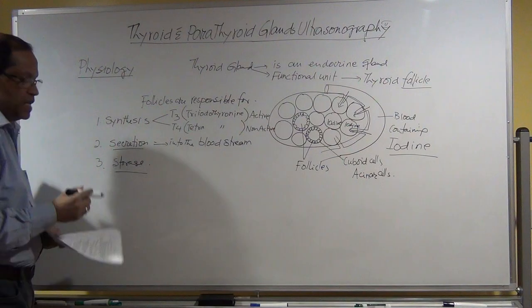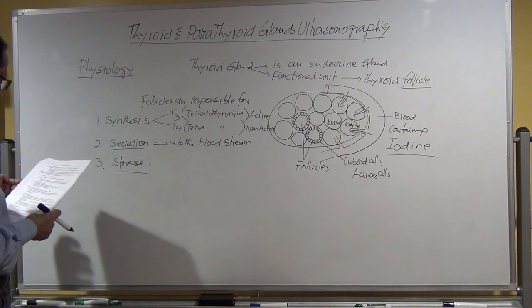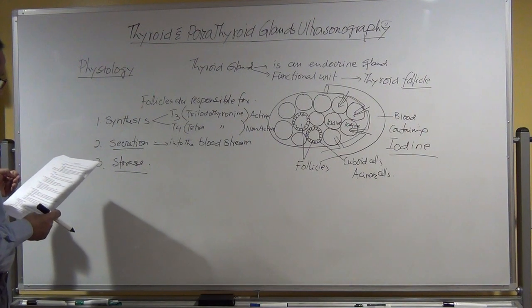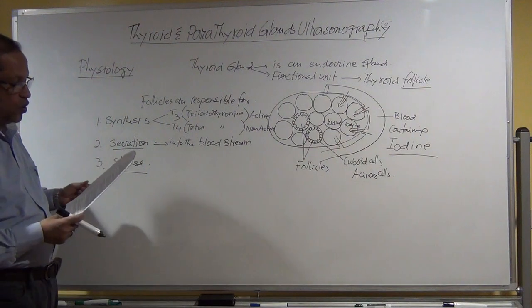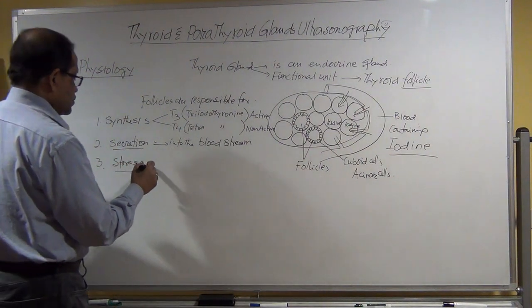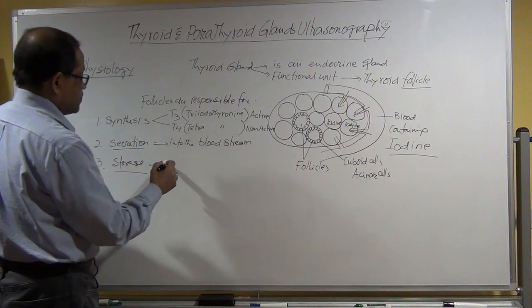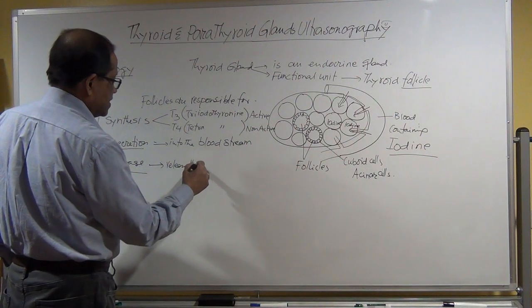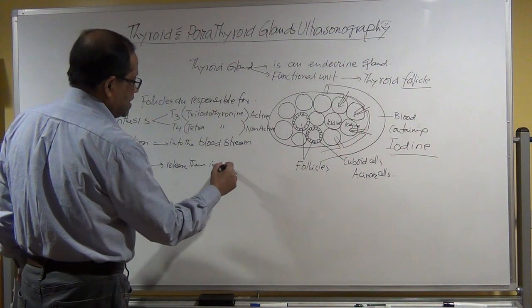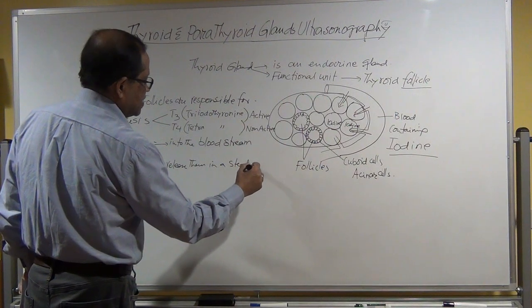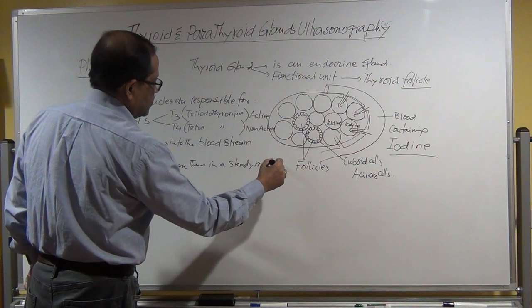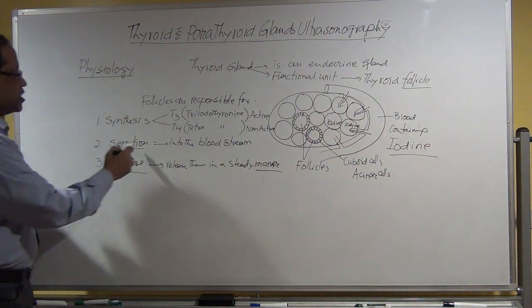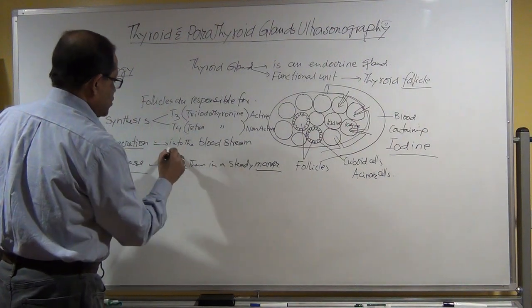Now, storage means it has a unique ability to store thyroid hormone in the follicle and release them in a steady flow over a long period. So from the storage and the release, them in a steady manner. Secretion into the bloodstream according to the necessity.